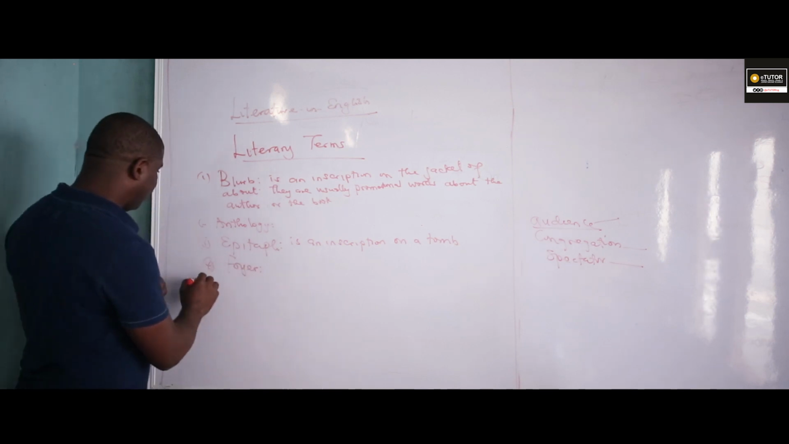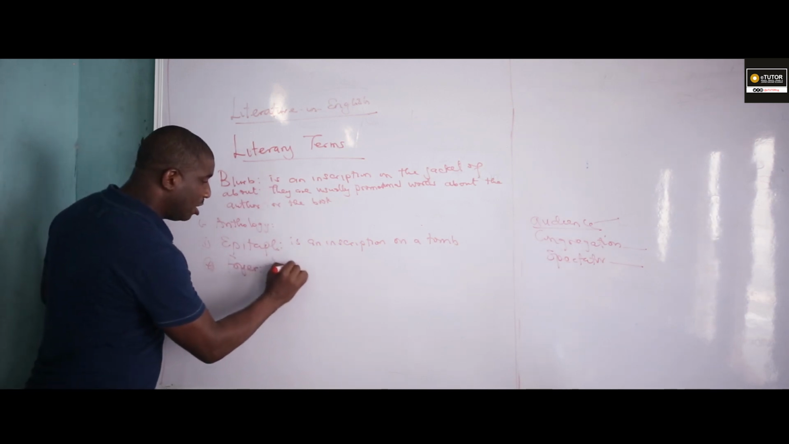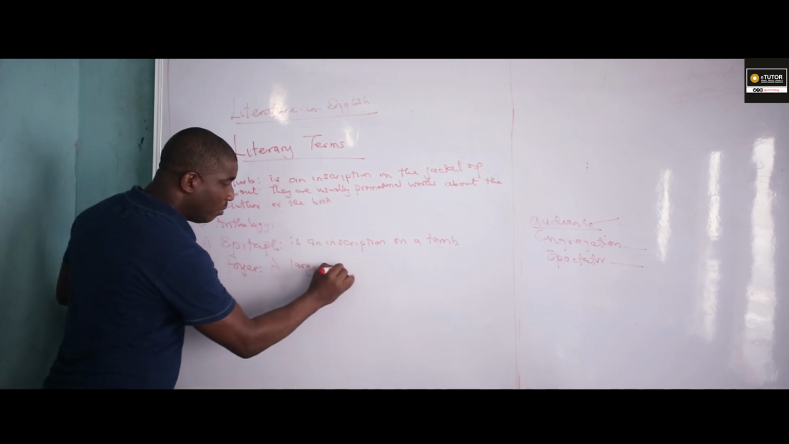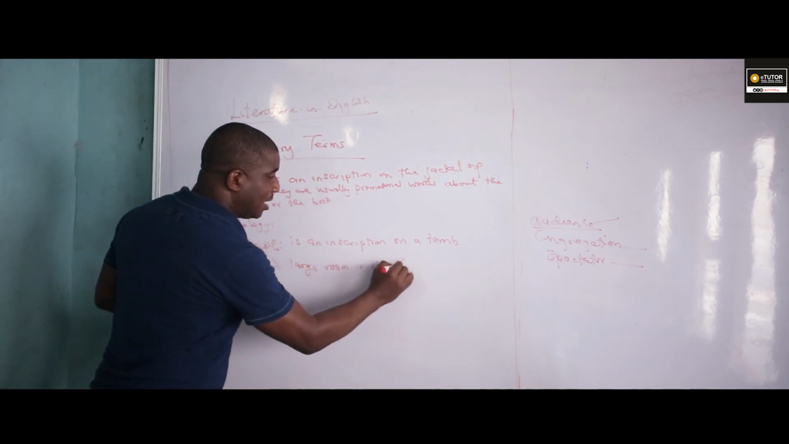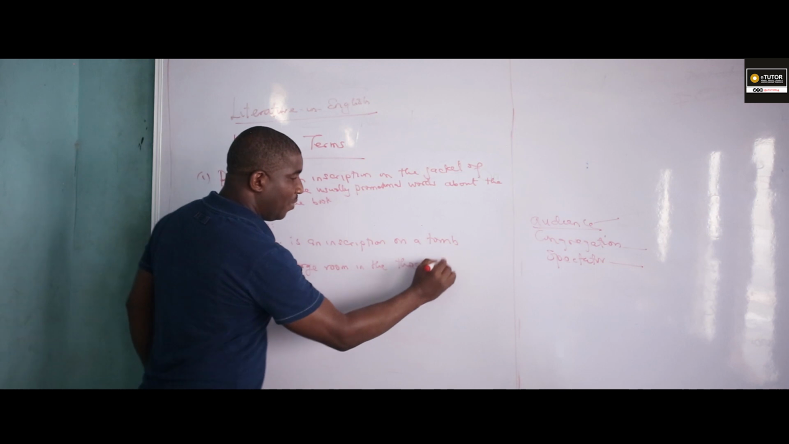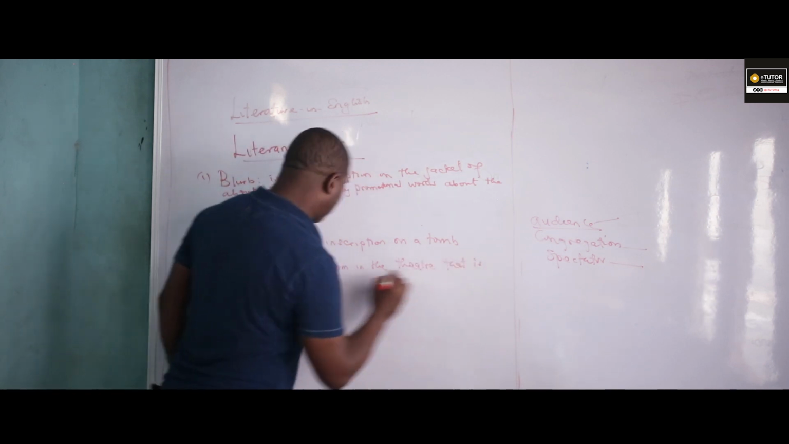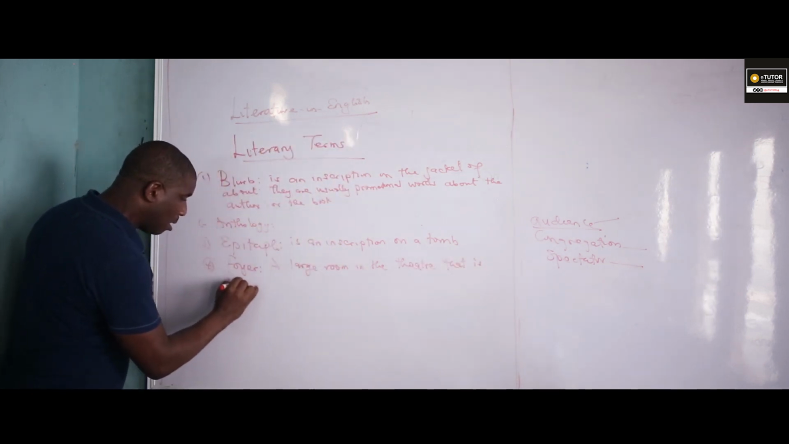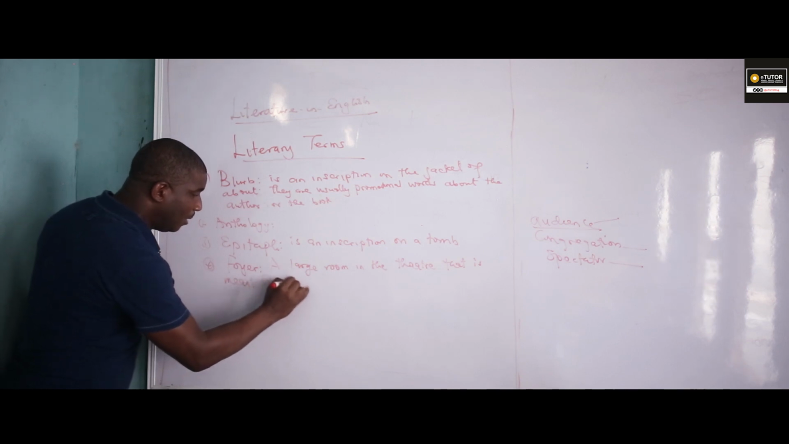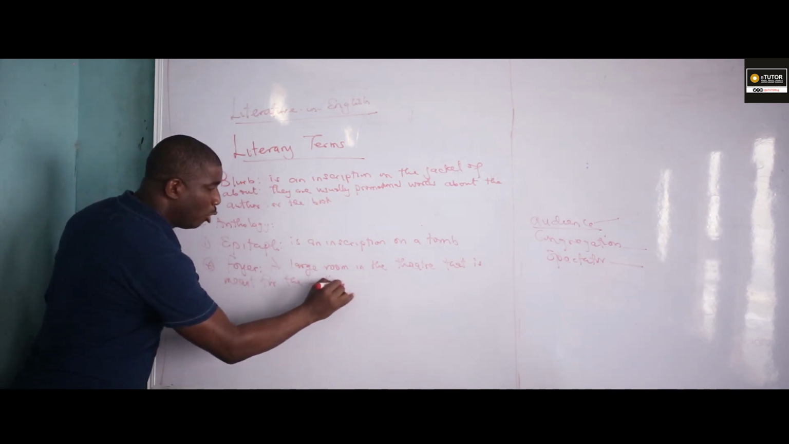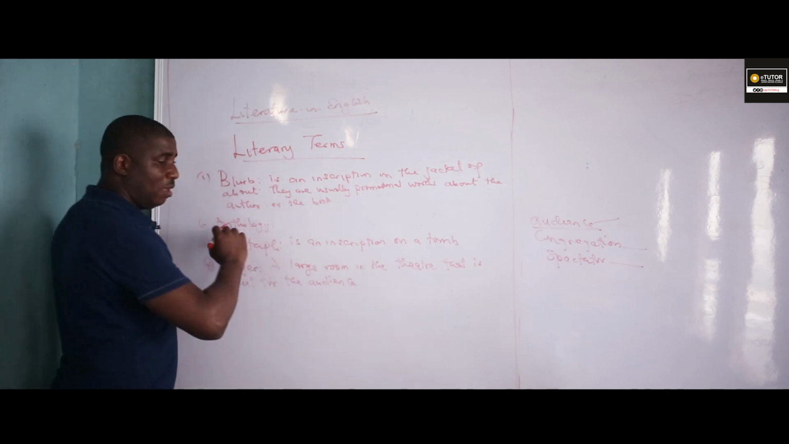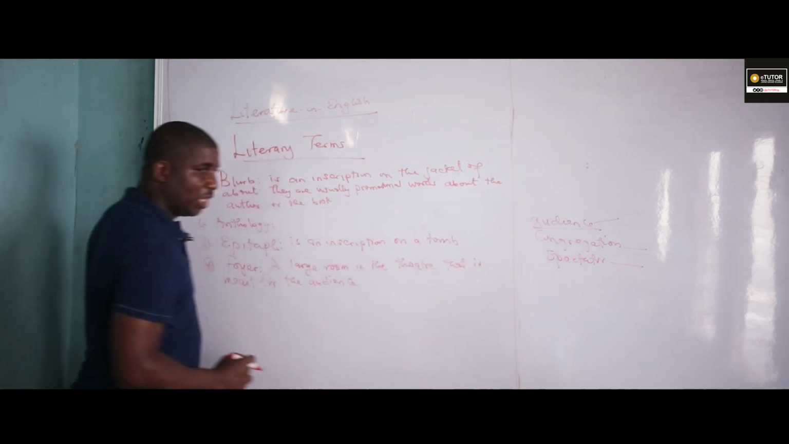Now, the next one. Now, let us write: a large room in the theater that is meant for the audience. That is a group of people who gather to watch the play.